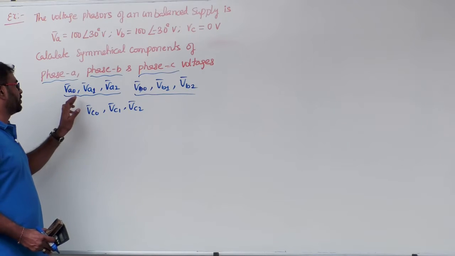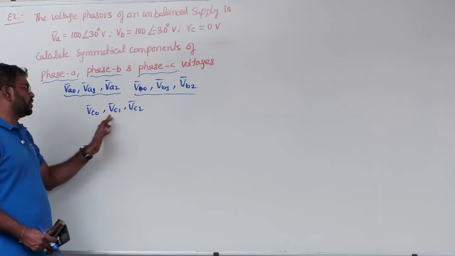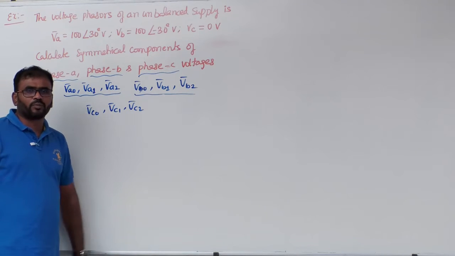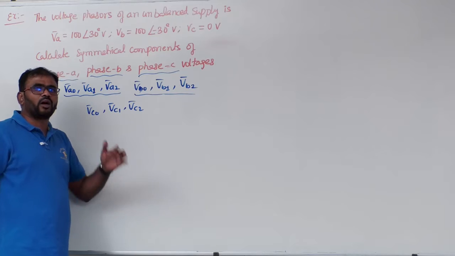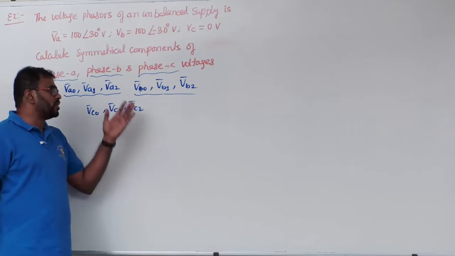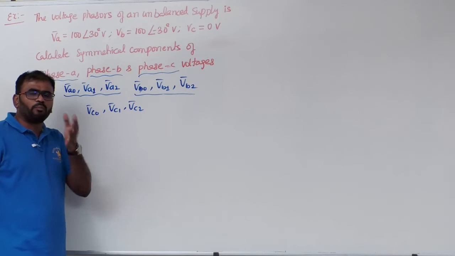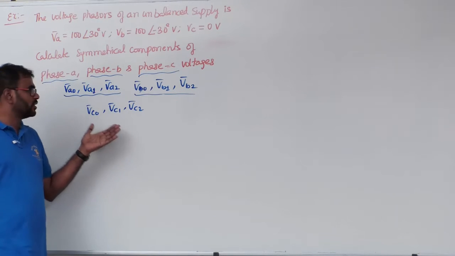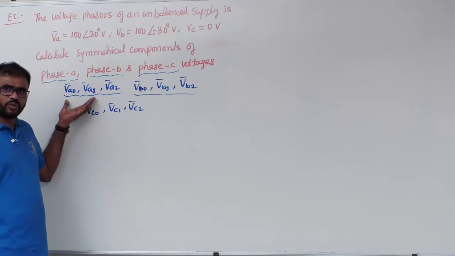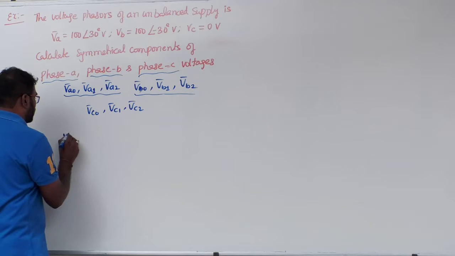Once we have calculated VA0, VA1 and VA2, we can calculate VB0, VB1, VB2, VC0, VC1, VC2 simply by using that alpha multiplication. That means maybe alpha is multiplied or alpha square is multiplied. Suppose it is a zero sequence, then VA0, VB0, VC0 are the same. So by using simple fundamental principles, we can calculate the remaining two phases' information if I calculate the A phase information.